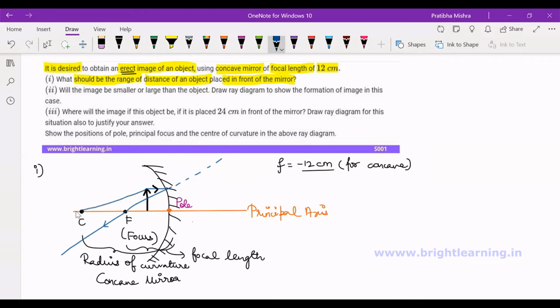So if there's any ray of light passing through the center of curvature, I will just extend it, and it will again trace itself towards the back, because we are going to draw a virtual and erect image. Any kind of virtual and erect image which is obtained will be quite large, or you can say it would be magnified.